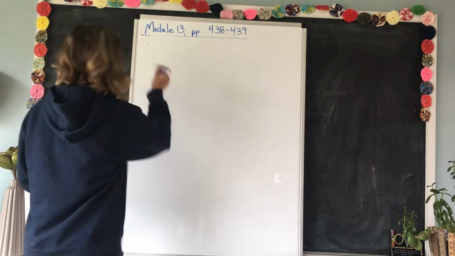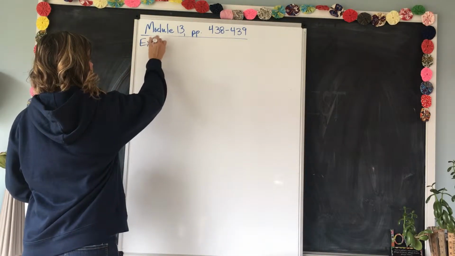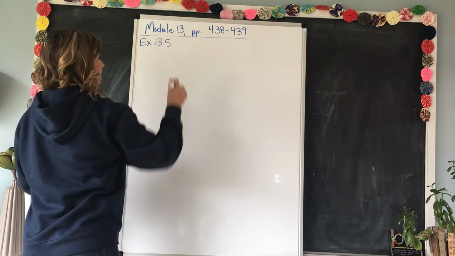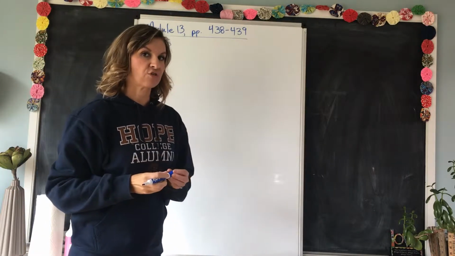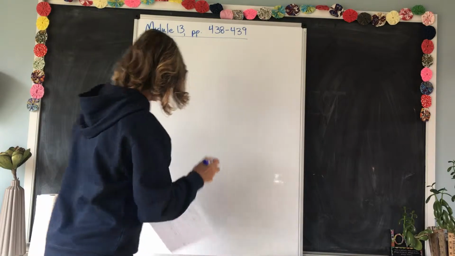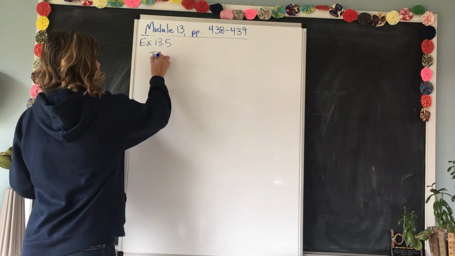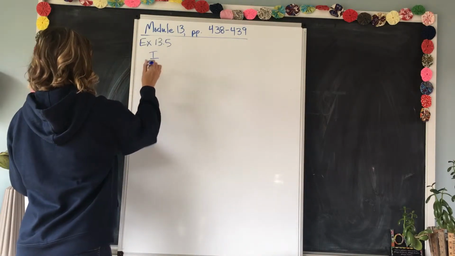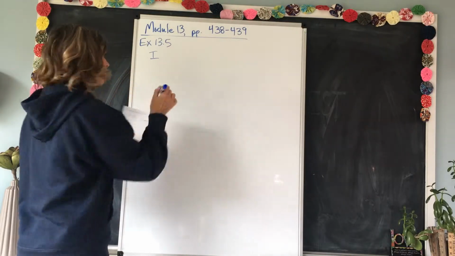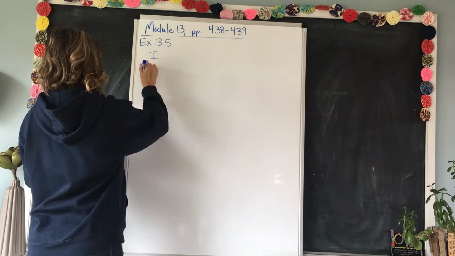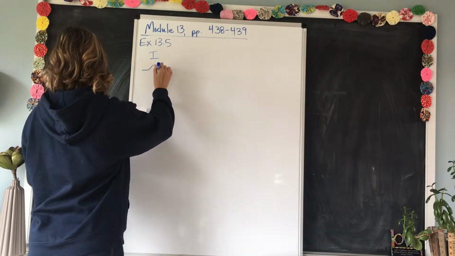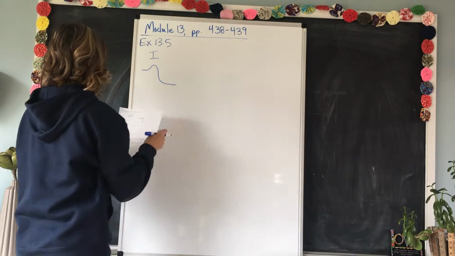Okay, so in example 13.5, we have three different energy diagrams that we're going to be comparing. The first one looks something like this. I'm not going to write in the different X and Y values. We'll just kind of draw the shape. So the first one starts here, activation energy, then it drops pretty low like that.